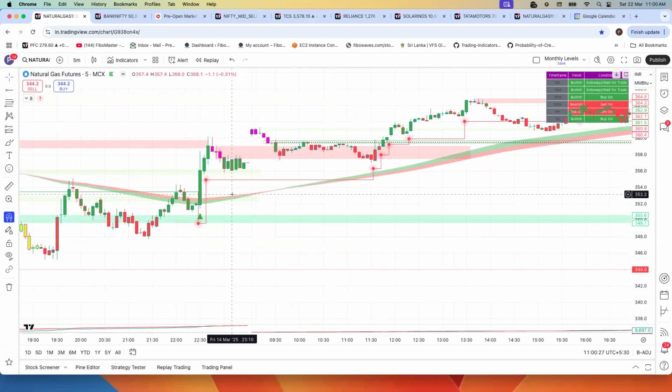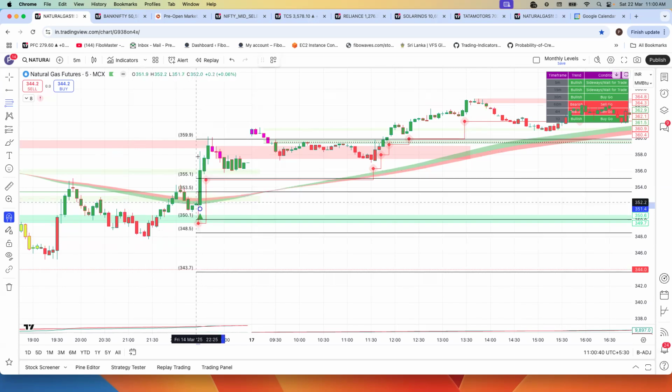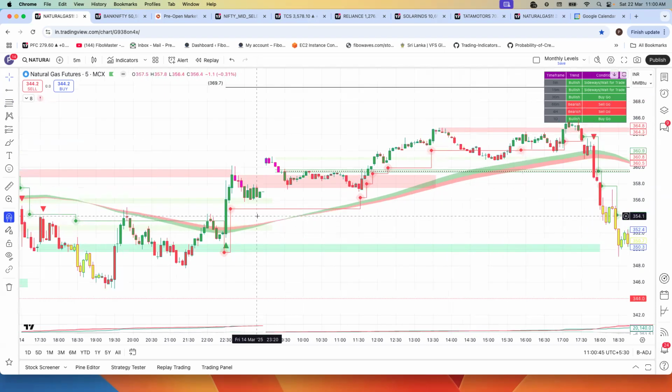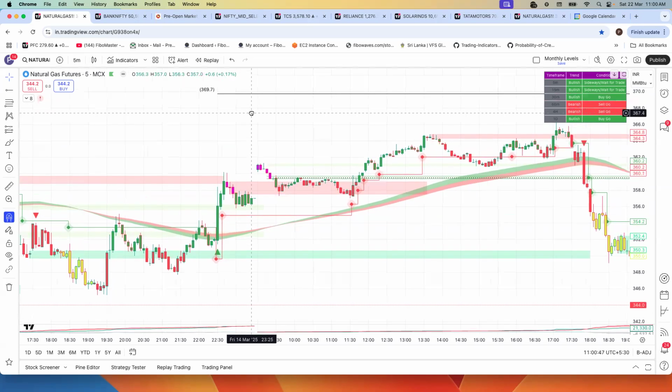Here, red here, green here. This one is crossed and already gone. Here, red here, green. So that means my target is on the upside. My target is on the upside. So the target is somewhere around 369.